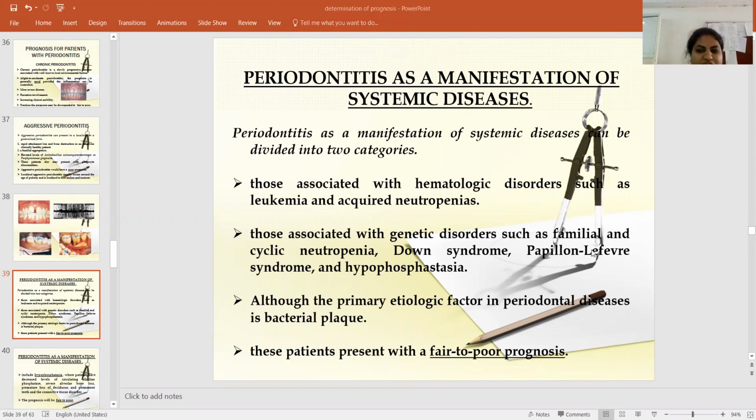Although the primary etiological factor in periodontal disease is bacterial plaque, these patients present with a fair to poor prognosis. Because of the presence of the systemic disease, there will be aggregation of multiple factors and multiple genetic factors, which increases the risk of periodontitis, and there will be a downgrade shift of prognosis from fair to poor.